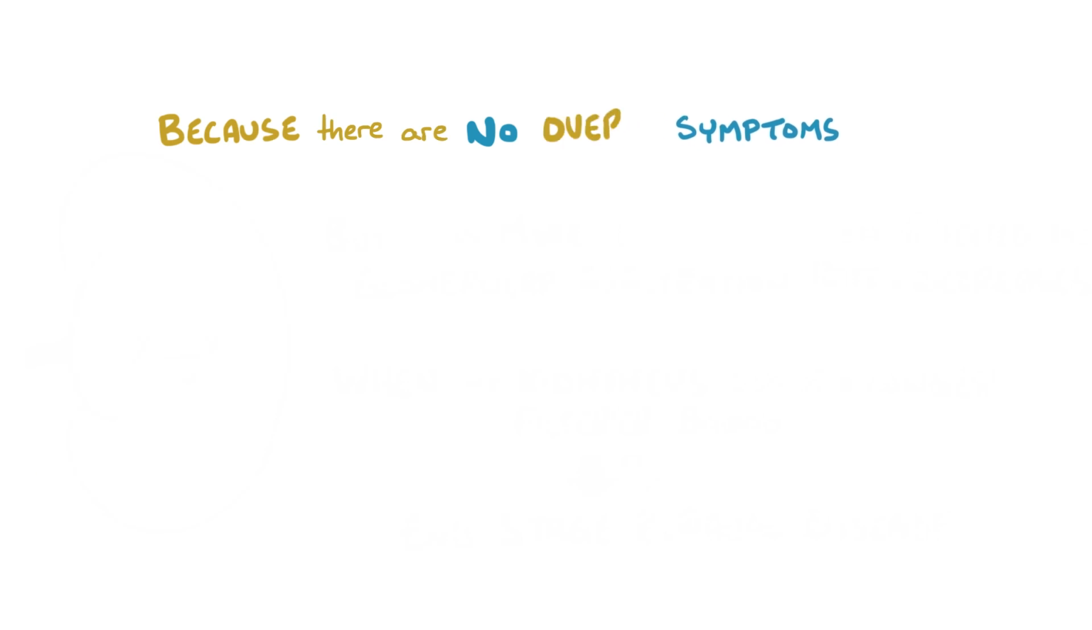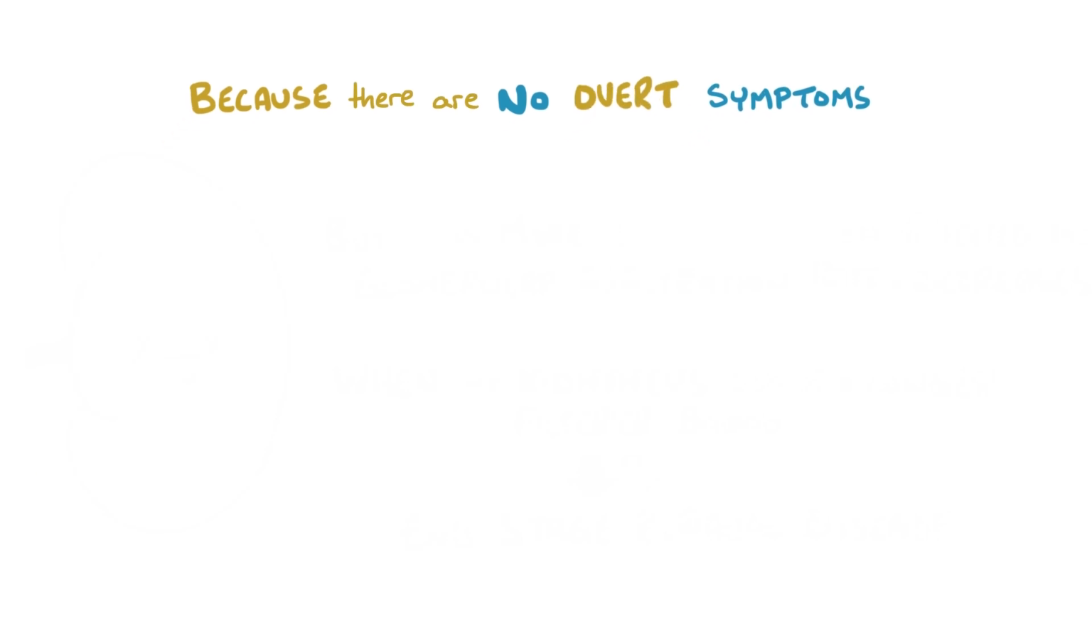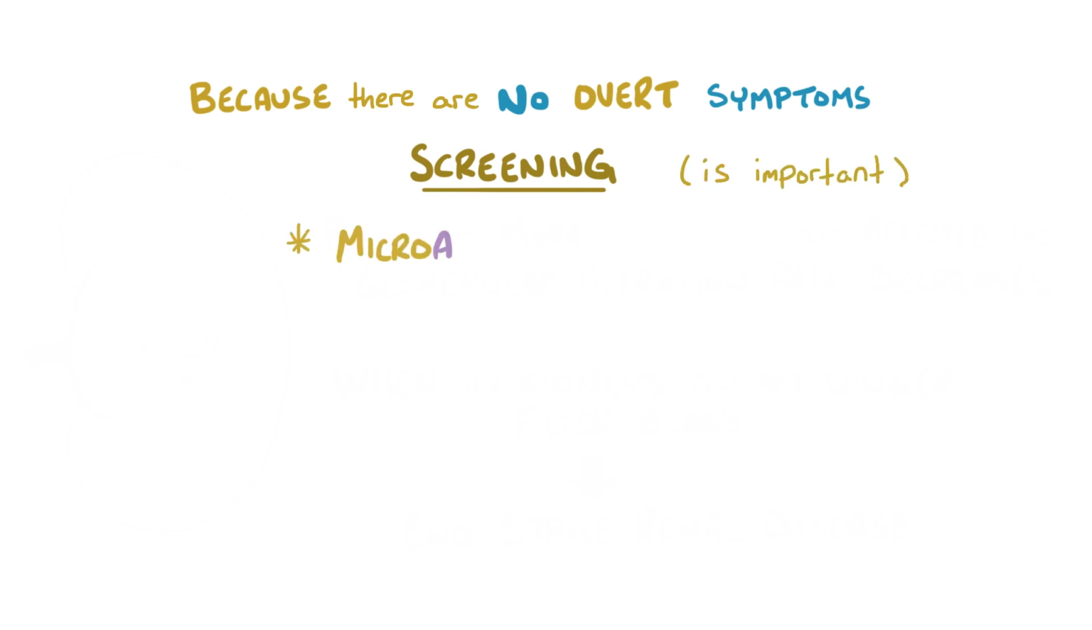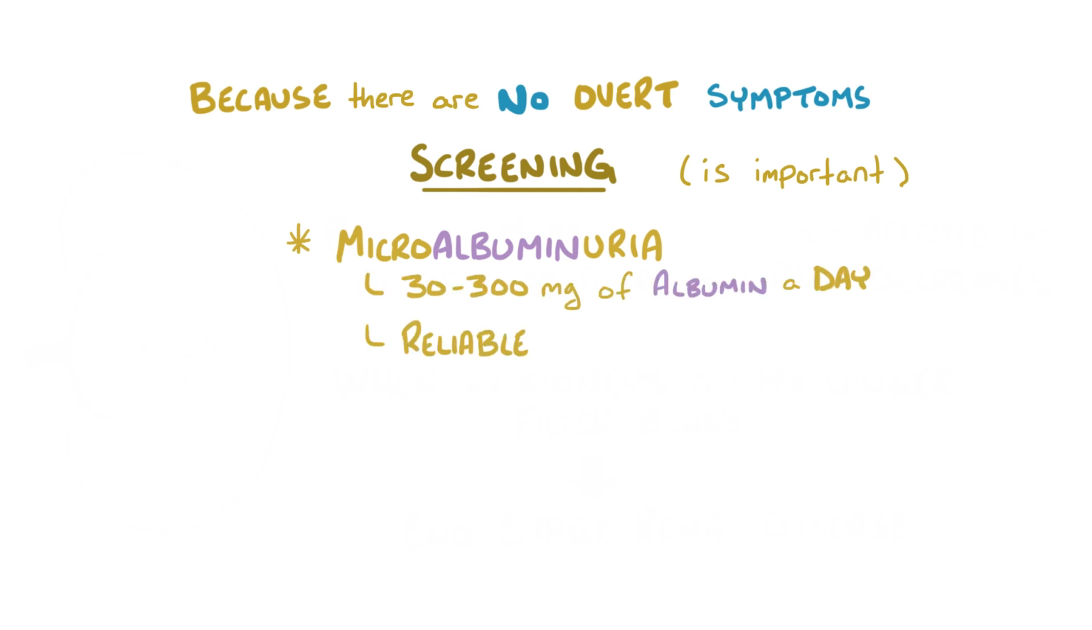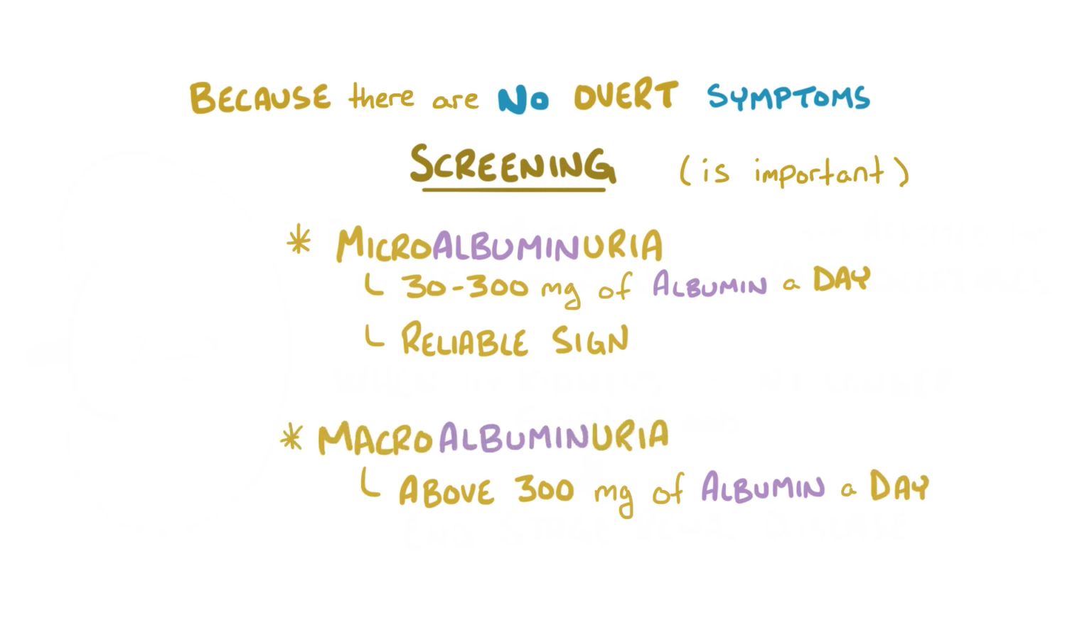Because there are no overt symptoms of diabetic nephropathy, regularly screening the urine of individuals with diabetes is super important. Microalbuminuria, which means excreting 30 to 300 milligrams of albumin in a day, is a reliable signal that diabetic nephropathy has started to set in. Excreting above 300 milligrams per day is considered macroalbuminuria, and is a sure sign of a problem.